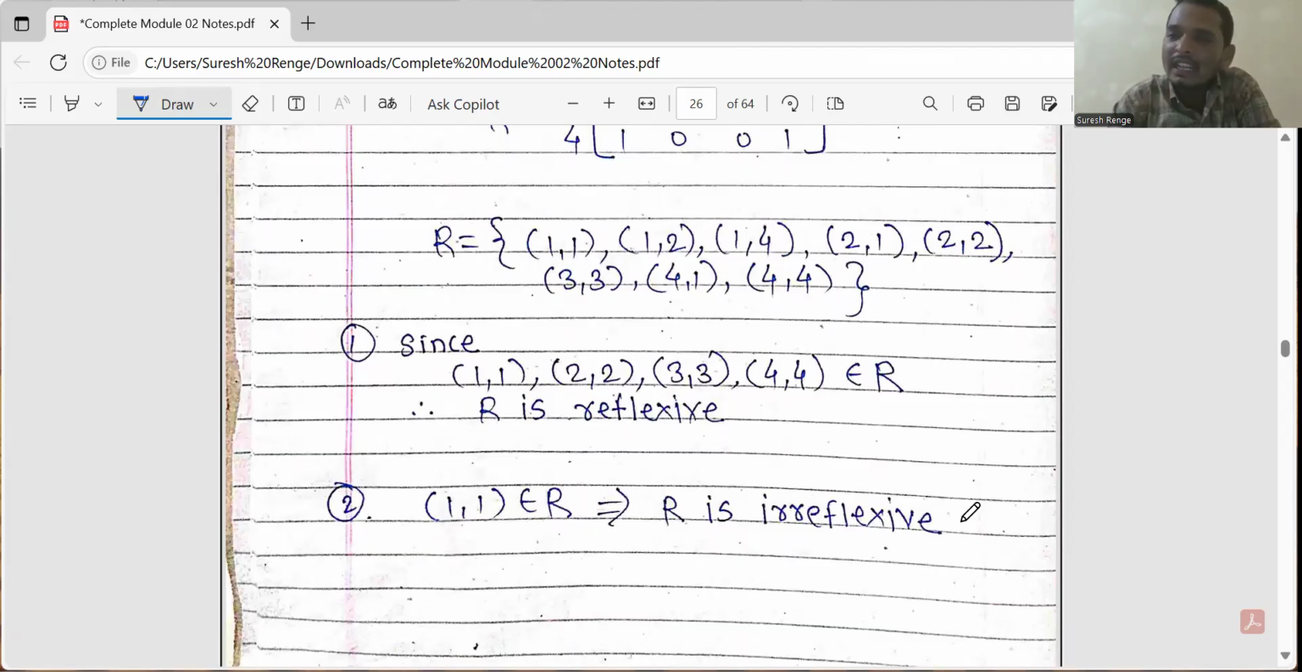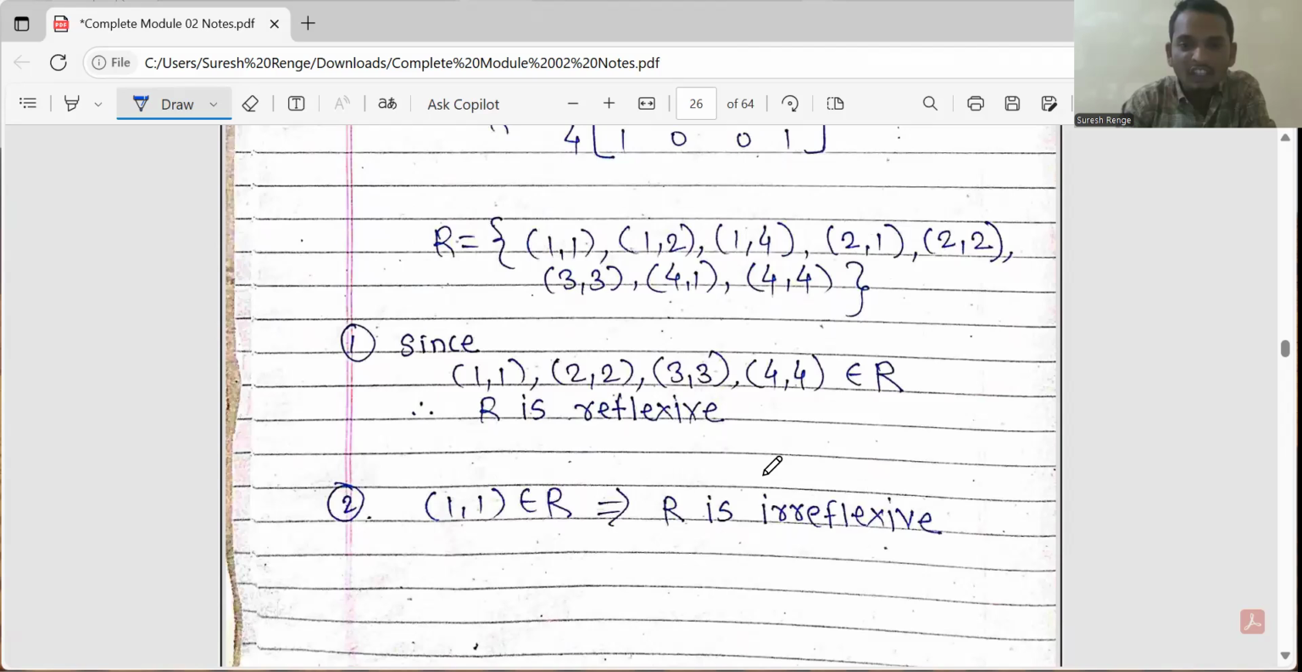If the self-related element does not exist, we can call that relation irreflexive. But if you observe the given relation, the element (1, 1) exists, meaning self-related elements exist in that relation. Therefore, this relation is not irreflexive. Here we write down that it is reflexive, not irreflexive.